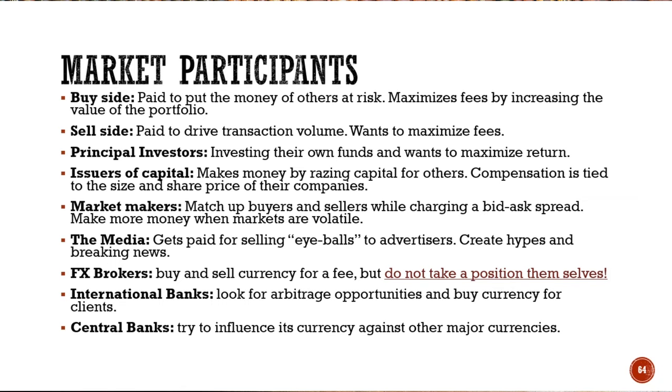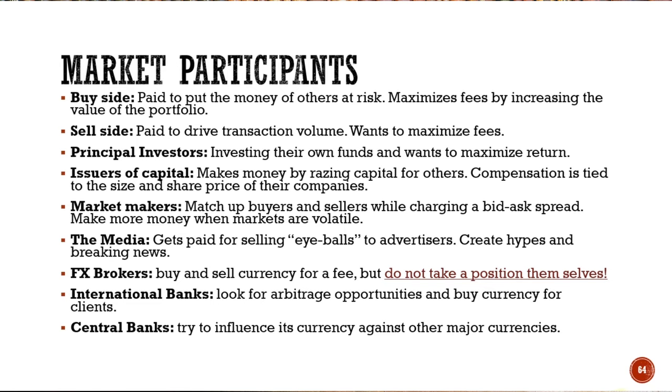Market makers watch and match up buyers and sellers while charging a bid-ask spread. They make more money when there's a lot of volatility in the market. The media, on the other hand, get paid by selling eyeballs. They get paid by having as many people as possible watching their show or reading their articles through advertisement. And this creates hypes and breaking news. So the more they can come up with hypes and breaking news, and some people call it fake news, the more people will watch it. And as a result, they make more money in marketing revenue.